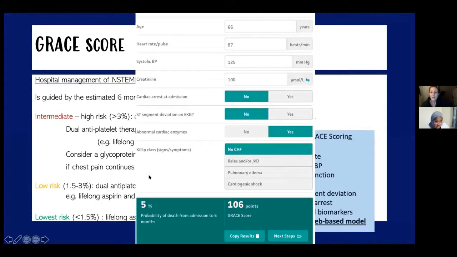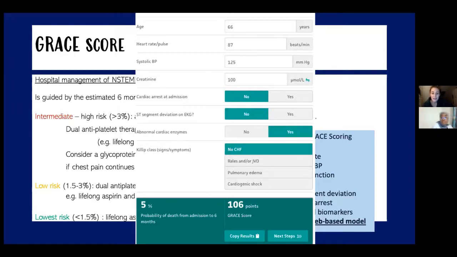So this is an MDCalc screenshot. I've made these figures up. So we could have a 66-year-old male who's sat in the A&E department. His heart rate's 87. His blood pressure is 125 over 90. And his creatinine's come back 100, which is normal. He wasn't in cardiac arrest at admission. He's not got any ST changes on his ECG, and he's got some abnormal enzymes. So we're thinking, yep, he's got an NSTEMI.